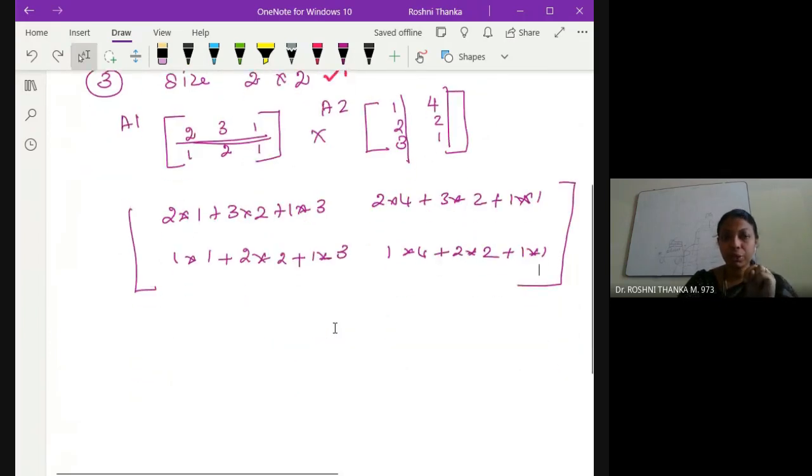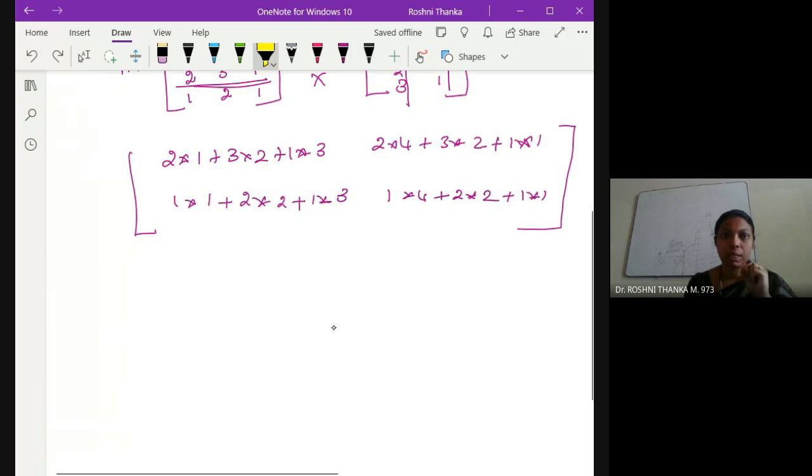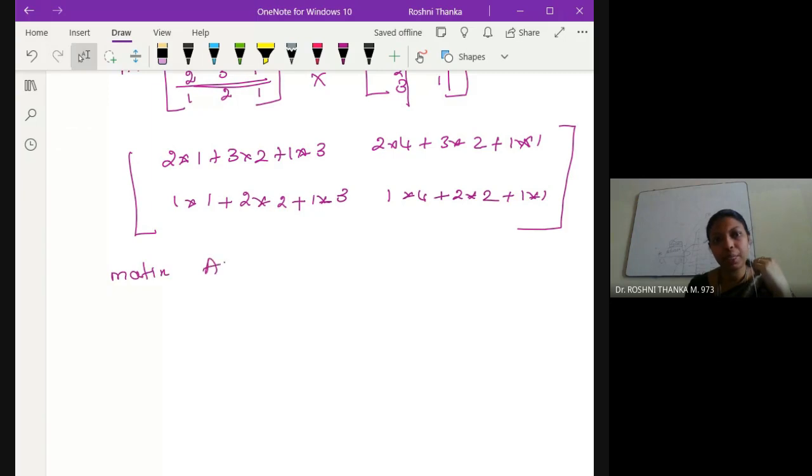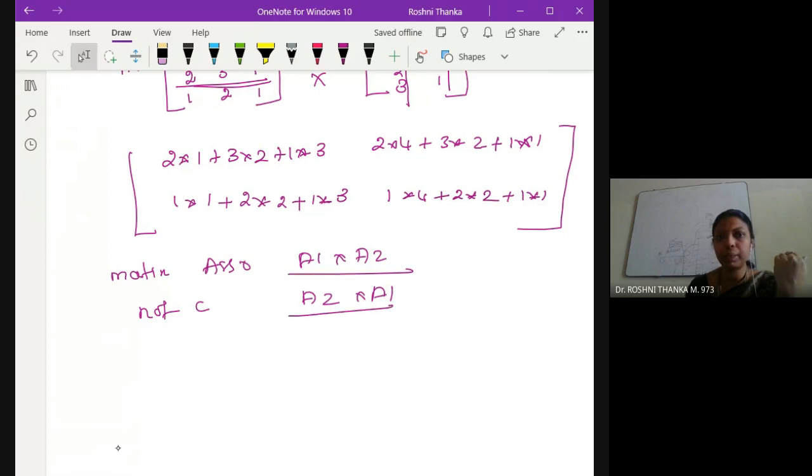And also you have to remember one more thing: matrix multiplication is associative, which means what? I can multiply A cross A2, and it is not commutative. Commutative means what? I cannot do A2 into A1. So that should be remembered. So this cannot be done. This can be just associative. It is not commutative. Okay, that also you have to remember.